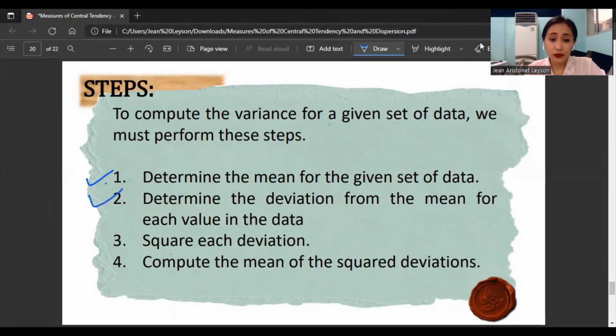Number 2, determine the deviation from the mean for each value in the data set. Deviation means subtracting each individual score by the mean. Number 3, after getting those values, square each deviation. Whatever answer you got from subtracting, square it. Then step number 4, compute the mean of the squared deviations. After squaring each deviation, add all the scores together, then divide by how many values there are.